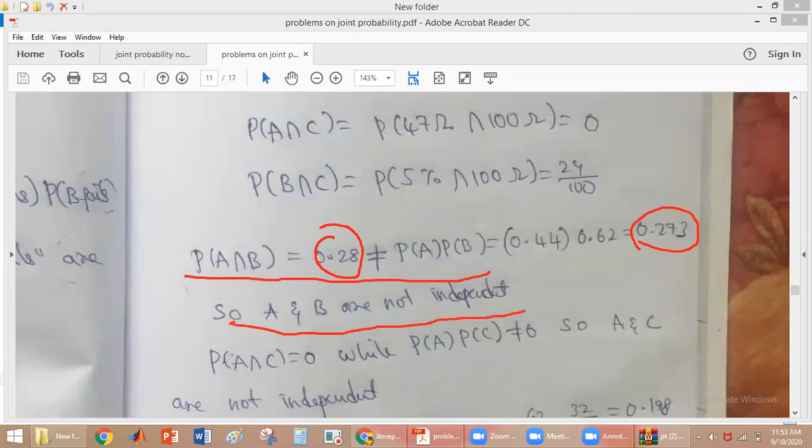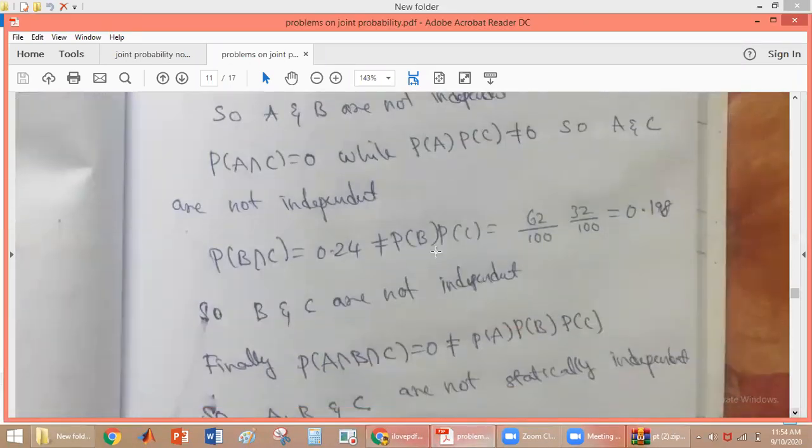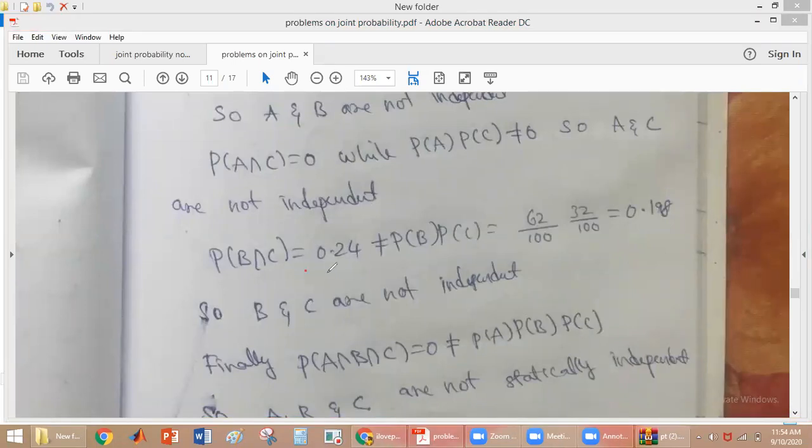Okay. Similarly, A intersection C is 0. So you know that any two events cannot be both mutually exclusive and statistically independent. If two events are mutually exclusive, they cannot be statistically independent. Okay, this we have discussed when we discussed the theory of independence. And we also see this B intersection C, we got it as 0.24, whereas probability of B into probability of C, we got it as 0.198.